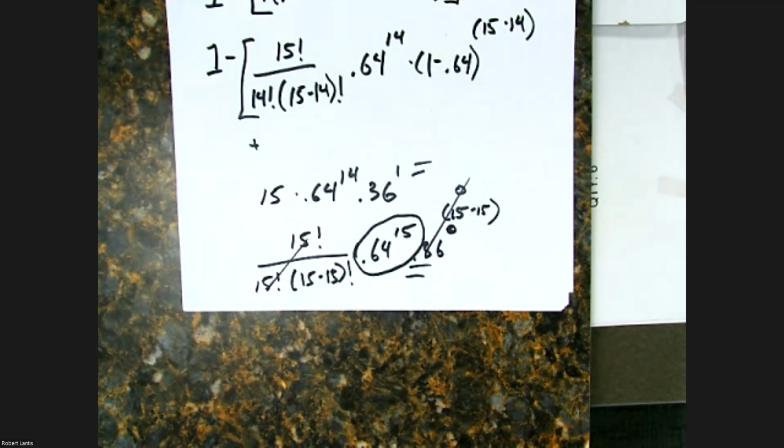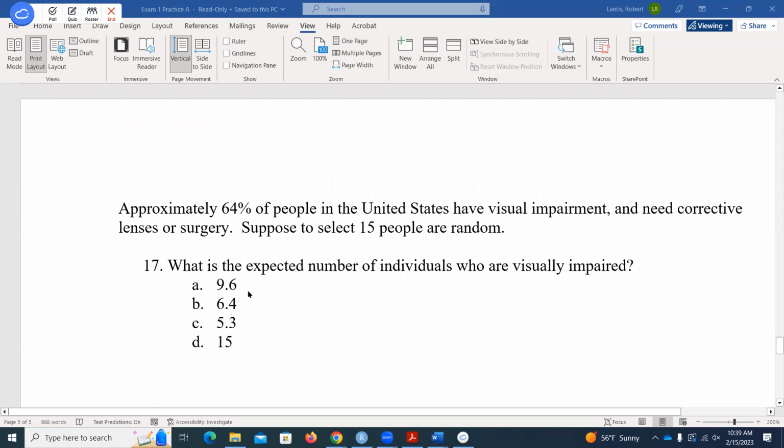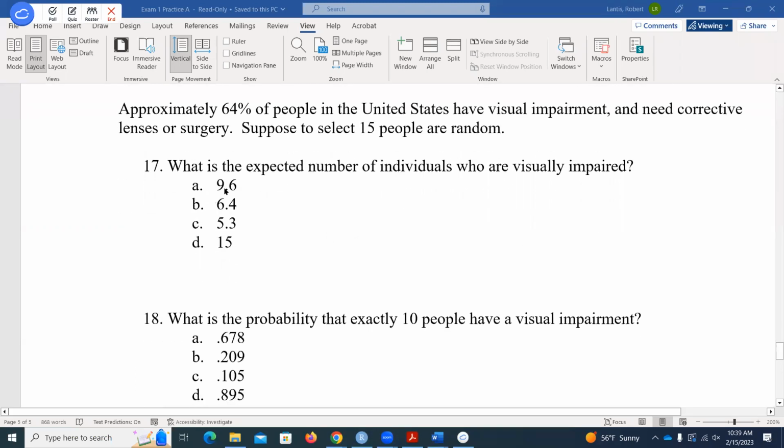If I go back and think about what I'm doing here, I already found that about 9.6, or just about 10 people, I'm expecting to have corrective lenses. Or if I even think about 64% of 15, I know it's going to be somewhere around the middle value. So 9.6. The most likely outcomes will be what? We said if we've got the mean, the two outcomes with the highest probability of occurring will be the values on either side of that mean, if it's not an integer itself. So 9.6: 9 and 10 are going to be our most likely outcomes.